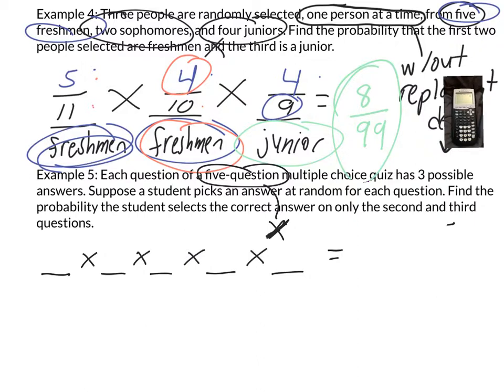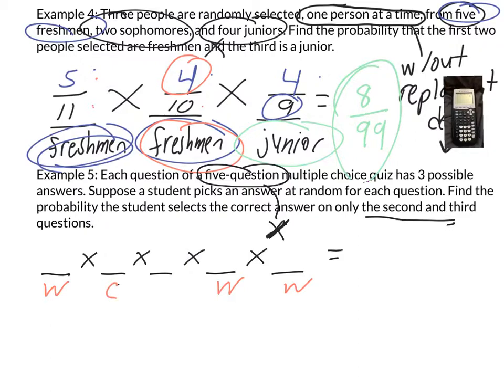And it says they want the probability that the student selects the correct answer on only the second and third questions. So my second underline, I'm going to label correct. And the third underline, representing the third question, I will also label correct. Whereas that implies if questions 2 and 3 are correct, questions 1, 4, and 5 must all be wrong. Let's put just W's for wrong, since as usual I'm running out of room here. There we go, and I'll put just C's for correct.